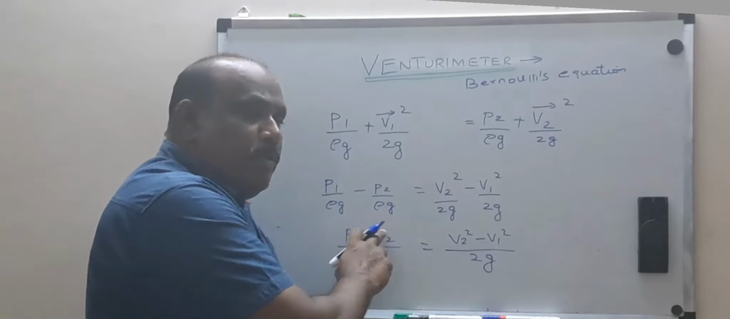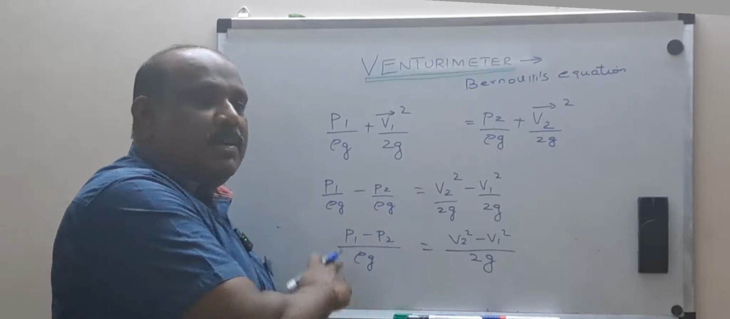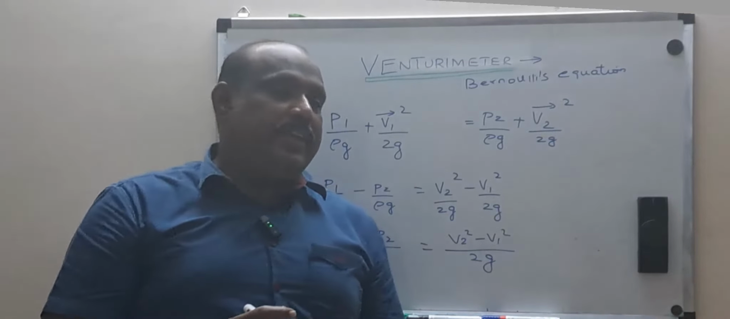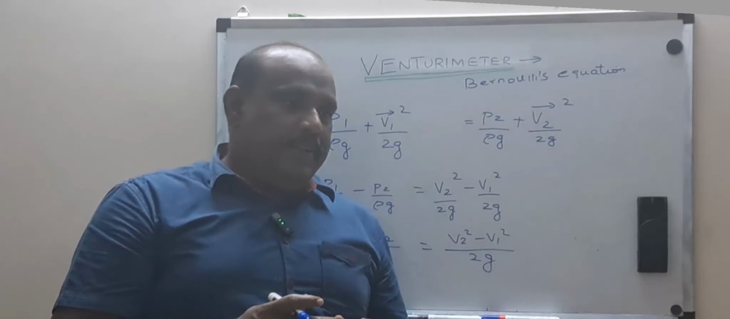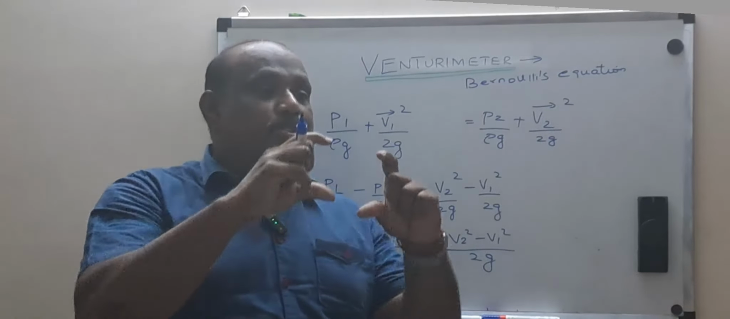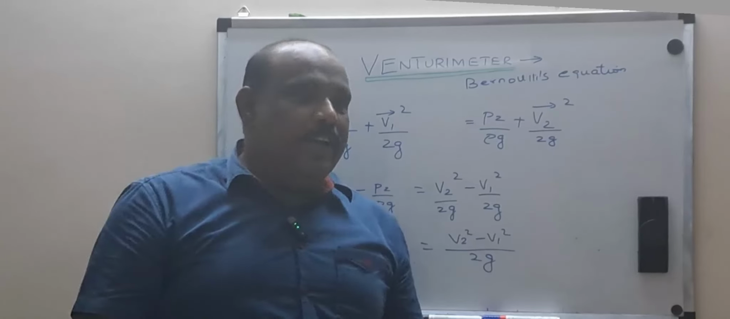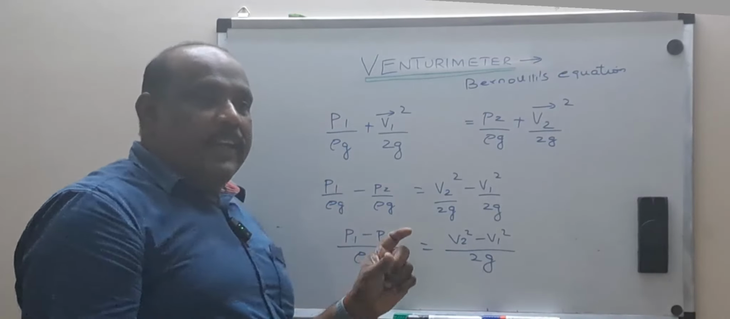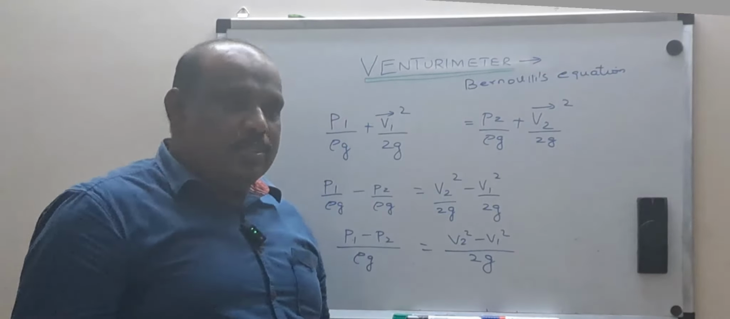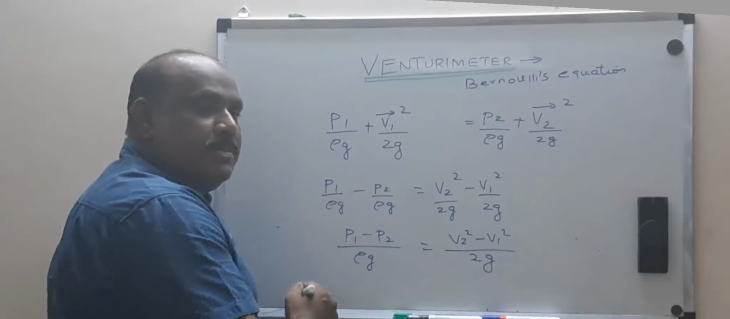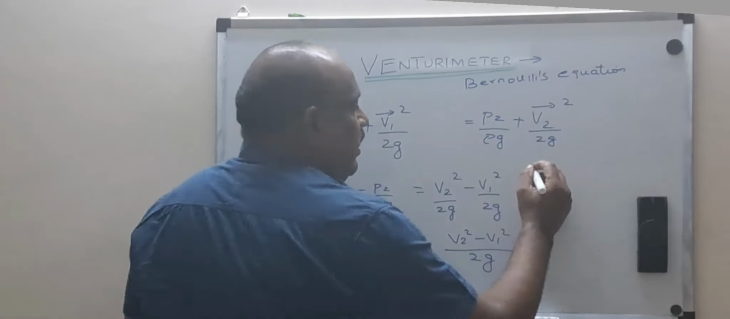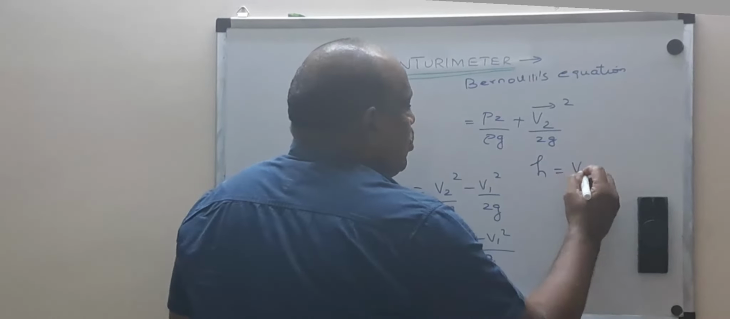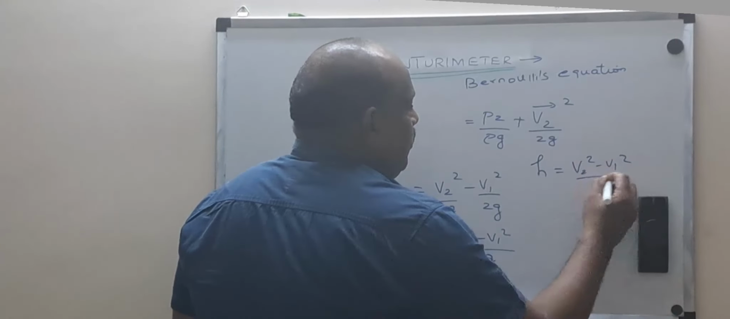So I am going to subtract, P1 minus P2 by rho g. What does this term indicate? How can it be visualized in the Venturimeter, in the manometer? The mercury level increases, so we can find H. Because of this pressure difference, it will create a deflection in the H. So this term is equal to H. That's what I want to tell. H equal to V2 squared minus V1 squared by 2g.